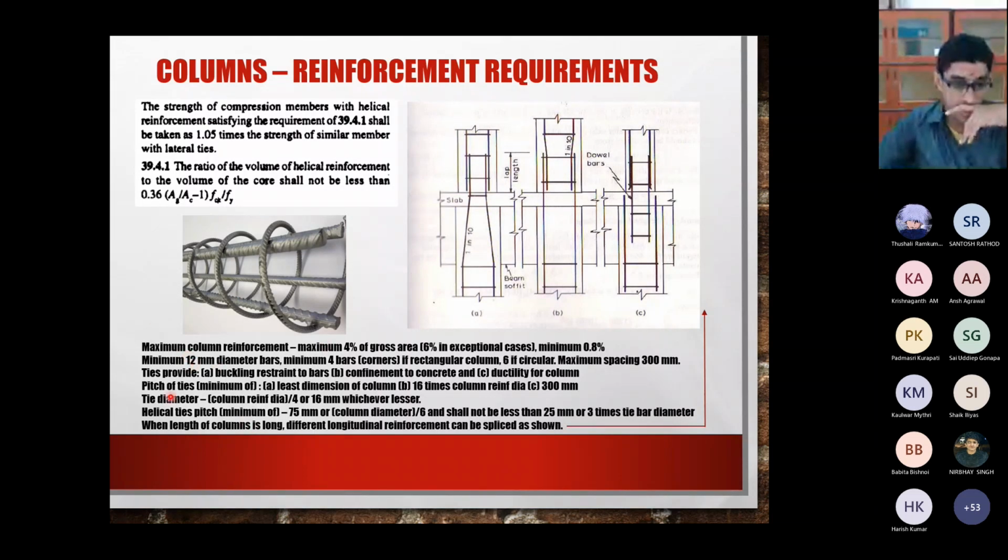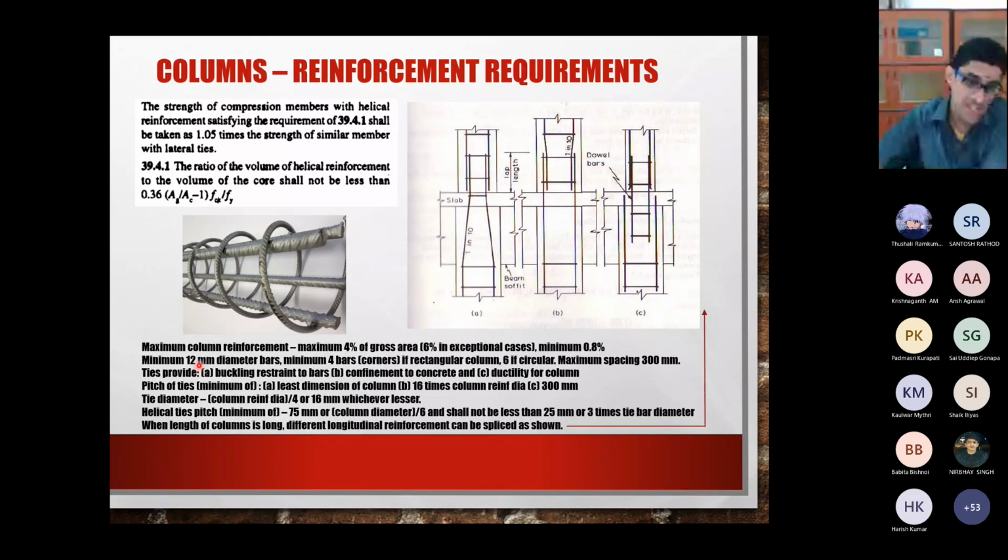Then all this minimum and maximum criteria. The maximum column reinforcement is 4% of the gross area. In some cases, if it's unavoidable, you can take it up to a maximum of 6%. The minimum reinforcement that you should give in a column is 0.8%. All these are with respect to the gross area, not the effective area, like what was done for beams.